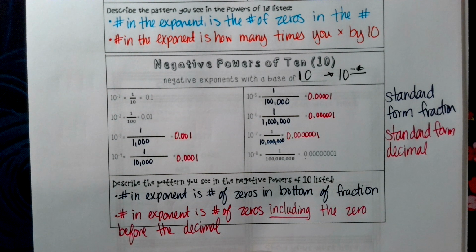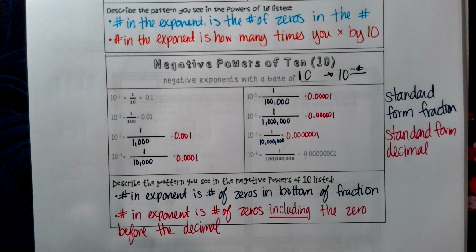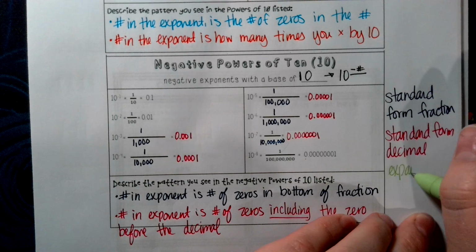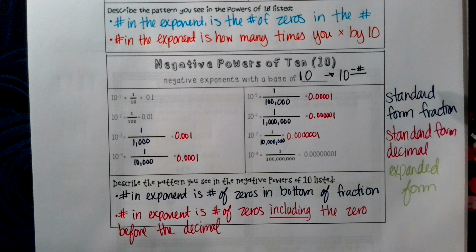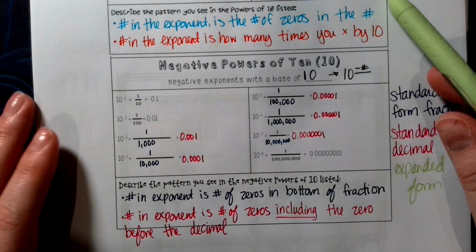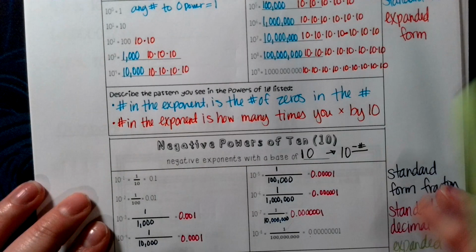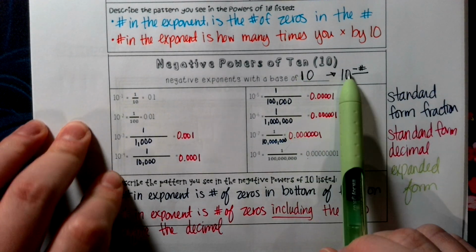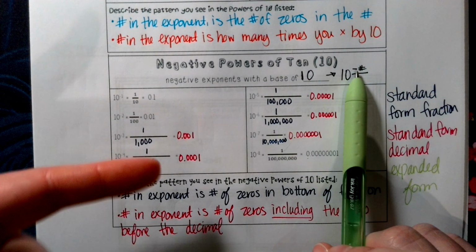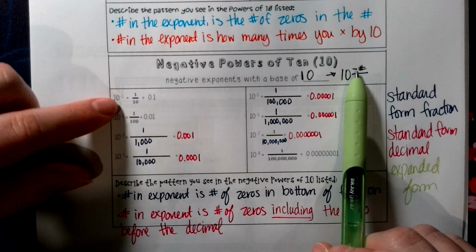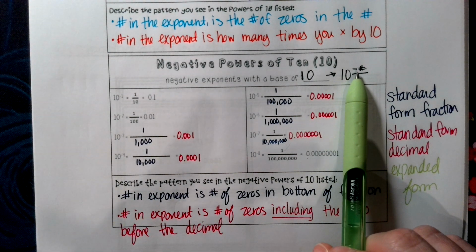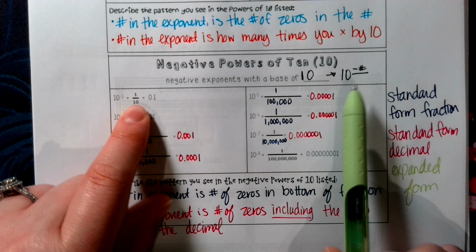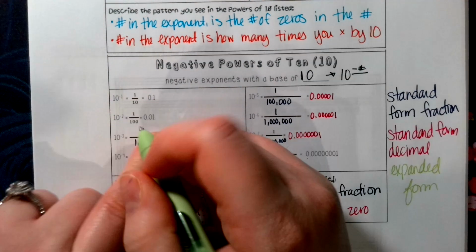And then the last one is going to be our expanded form. For all these numbers, and up top when it was a positive power of 10, we're multiplying by tens. But now with these negative powers of 10, whenever you have a negative exponent it gives you the reciprocal, it flips it around. It's like 10 to the first, that was 10. 10 to the negative first, that's 1 over 10. So instead of multiplying by tens, now we're going to be multiplying by 1 over 10. So 10 to the negative second would be 1/10 times 1/10.